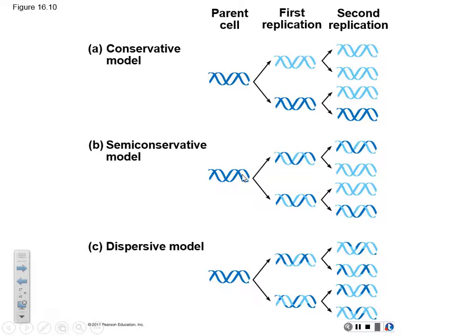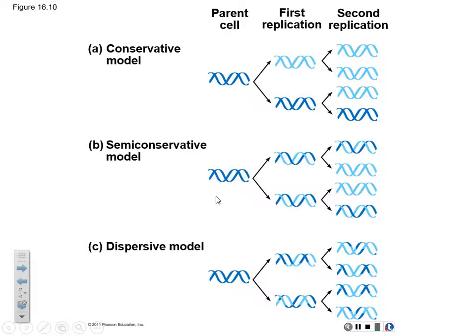You start with dark blue, dark blue. In the first generation you have a dark blue with a light blue. In the next round of DNA replication, half of the DNA would be intermediate density and half of it would be light. All right? That's what they called semi-conservative.